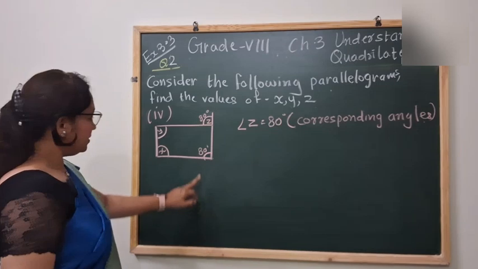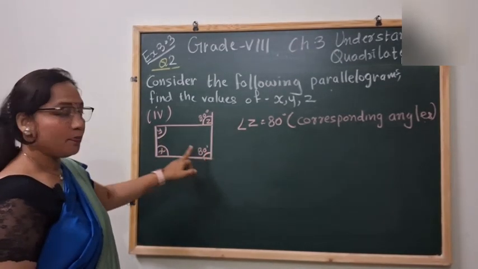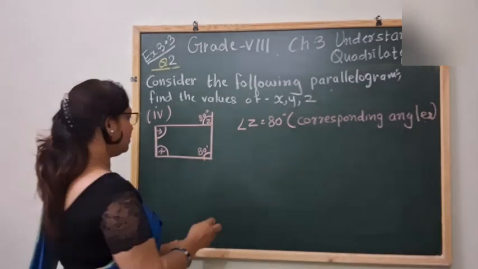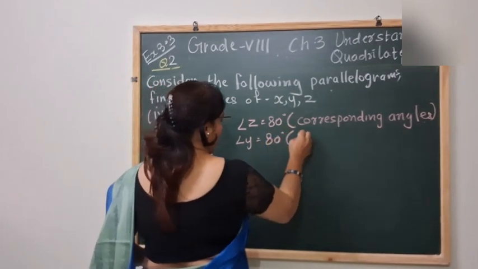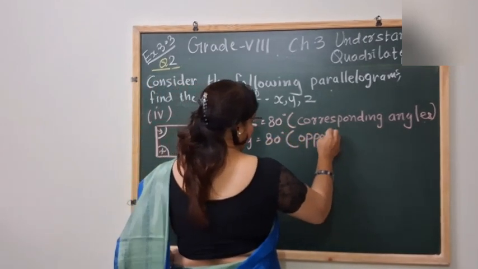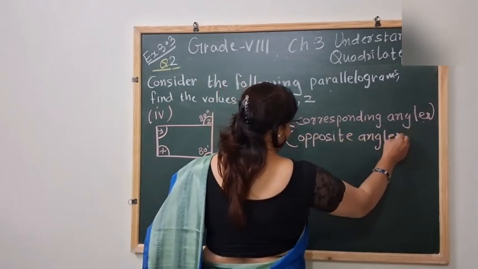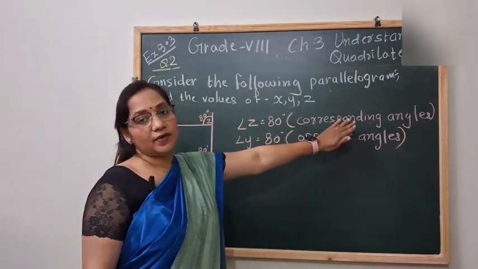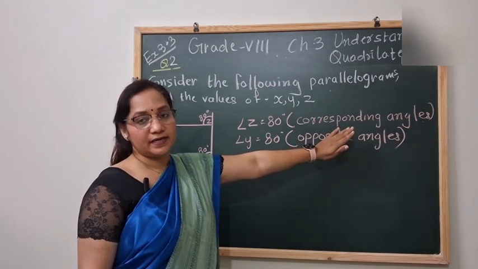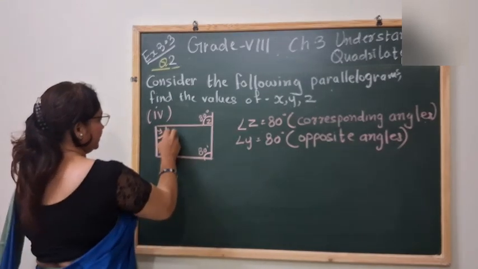Also we can say that 80 and y, this angle and this are equal. They are opposite angles in a parallelogram. So angle y is equal to 80, opposite angles. Students, please when you write the value, do write the reason also. This is very important. Don't miss out writing the reasons. Now we got angle y also as 80 degrees.